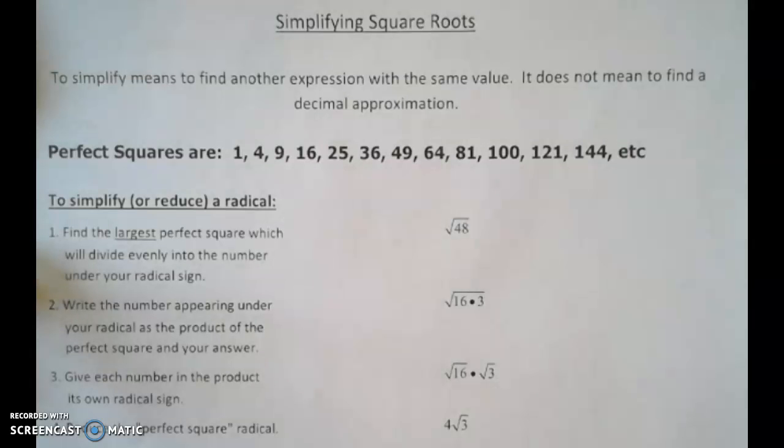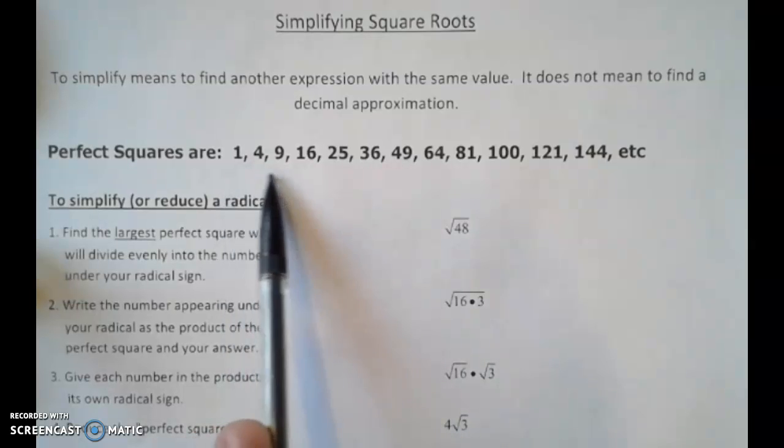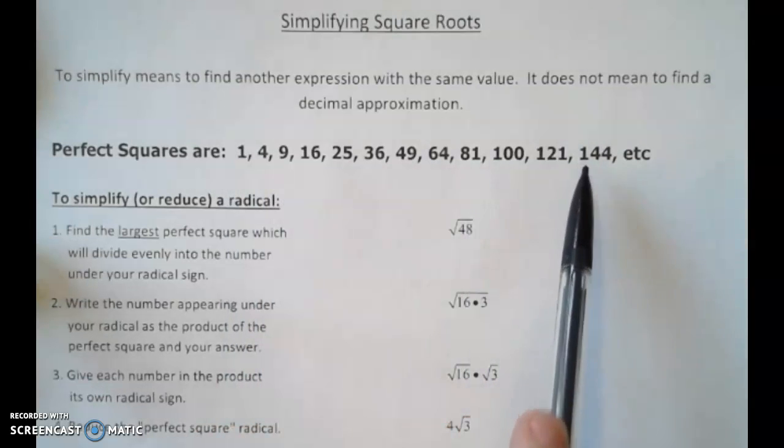In the last part of our lesson today, we're going to be simplifying square roots. To simplify means to find another expression with the same value. It does not mean to find a decimal approximation. And in order to simplify square roots, we need to know our perfect squares. So I've listed right here the first 12 perfect squares for you.